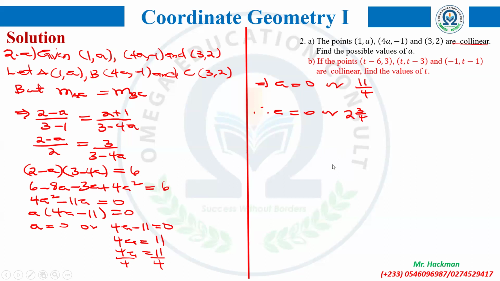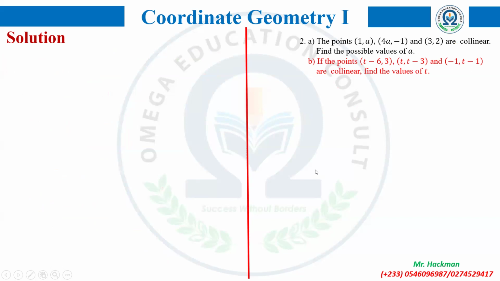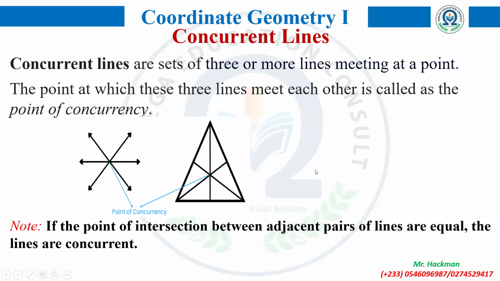All right, if my point is well made, then we are moving on to our next concept, concurrent lines. We are through with points. When it comes to collinearity, it deals with points. So collinear points. However, when it comes to concurrency, it deals with what? Lines. Okay, Adoma.